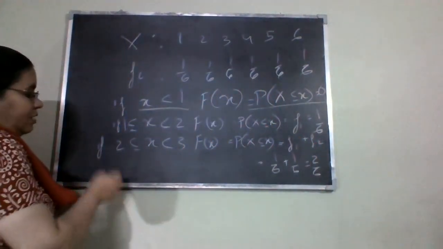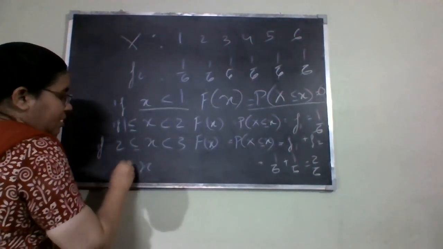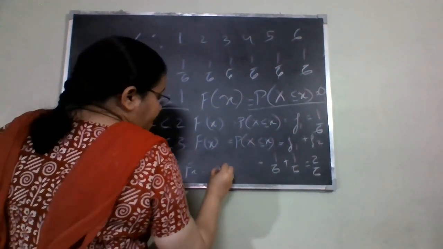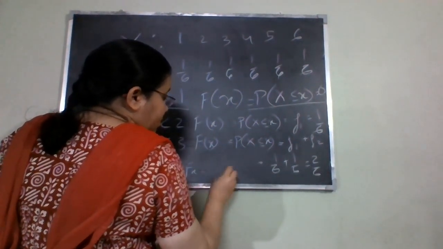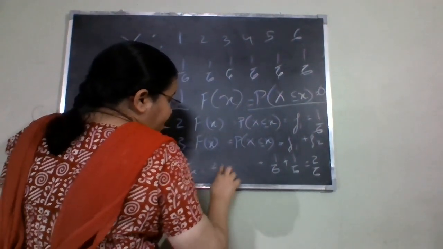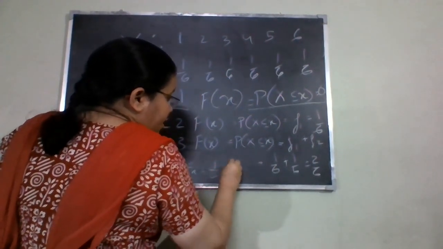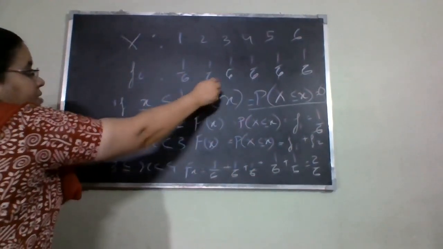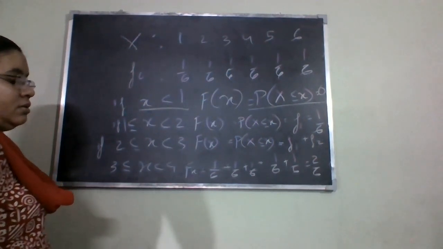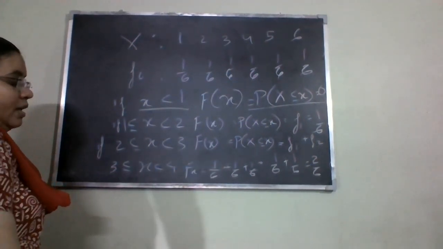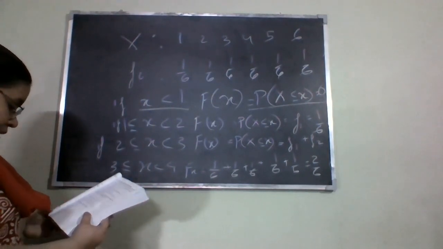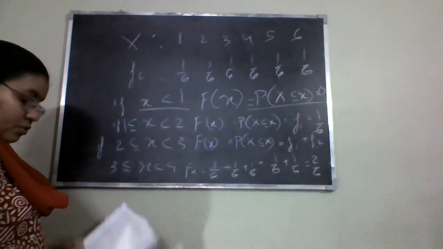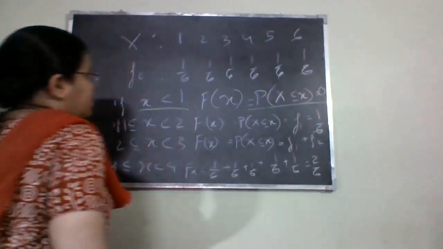Similarly, if the next bound is 3 less than or equal to x less than 4, then F(x) is equal to 1/6 plus 1/6 plus 1/6, that is f1 plus f2 plus f3, which is 3/6, and so on. So let us write down the cases over here. It is also written over here.